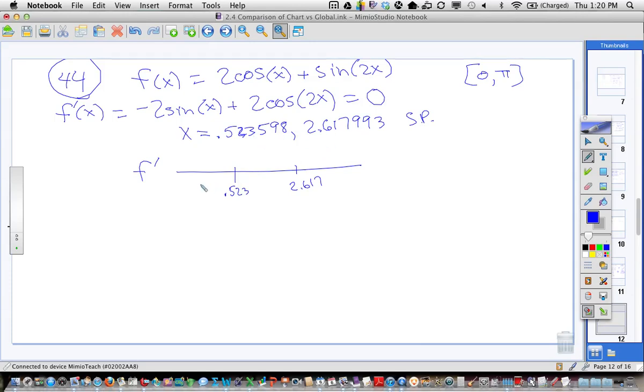Now I'm going to use my calculator here. I need to pick some numbers on the side. 0.5 will be fine here, 1 would be good here, 3 would be good here. So I'm going to pick some numbers, and I'm going to plug those into F prime.